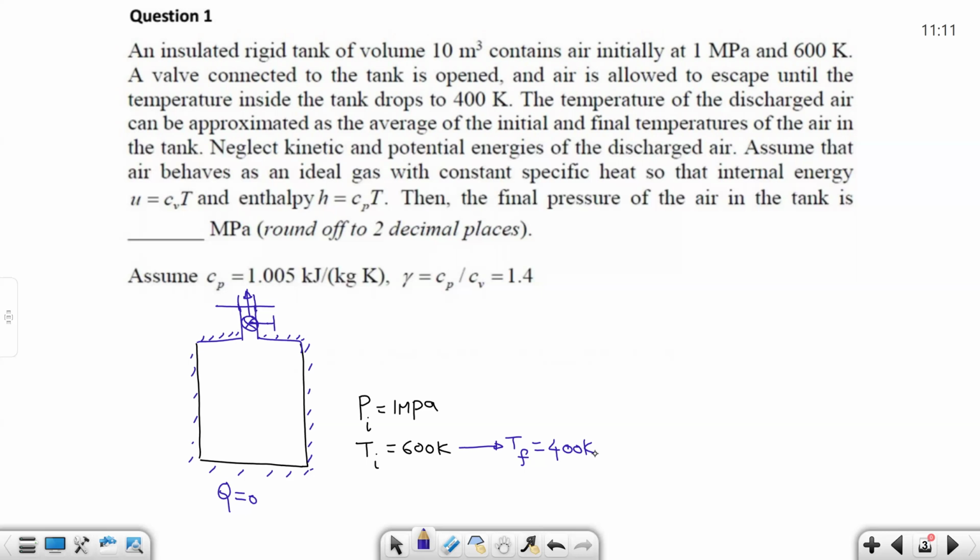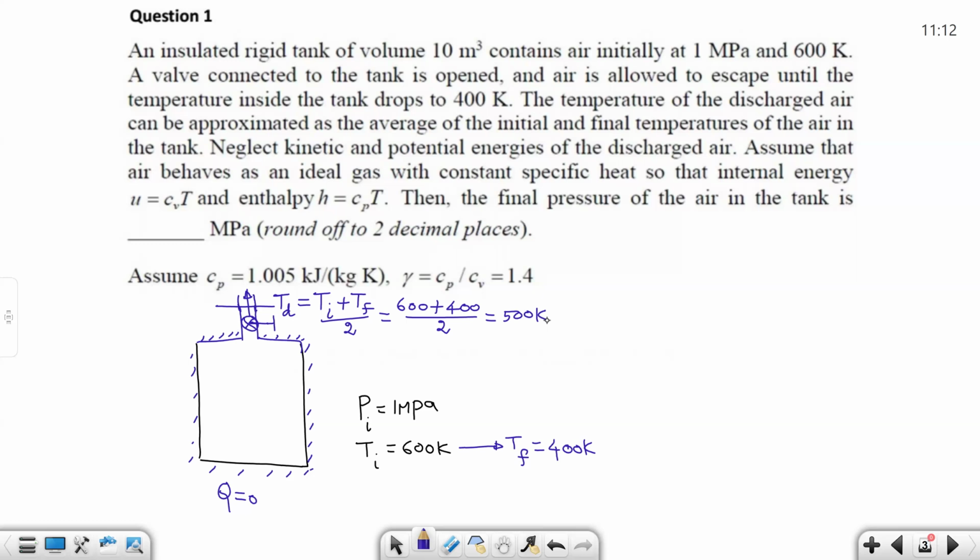See, there is an air discharge. The temperature of the discharged air, which we will take as TD, will be equal to (T initial plus T final) by 2, the average of initial and final temperature of the air in the tank. The initial temperature is 600, the final temperature is 400, divided by 2, it is 500. So 500 Kelvin is the temperature of the air which is discharged out.